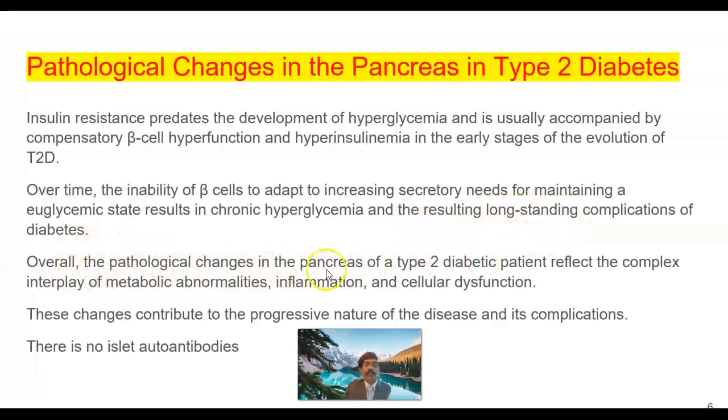Overall, the pathological changes in the pancreas of a type 2 diabetic patient reflect the complex interplay of metabolic abnormalities, inflammation, and cellular dysfunction. These changes contribute to the progressive nature of the disease and its complications. There are no islet autoantibodies in case of type 2 diabetes.